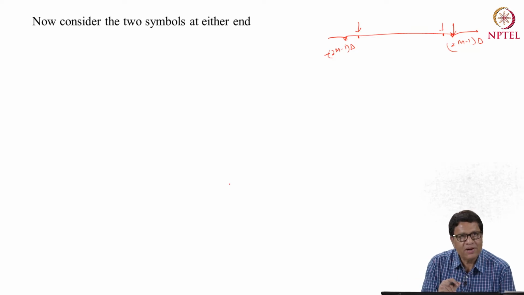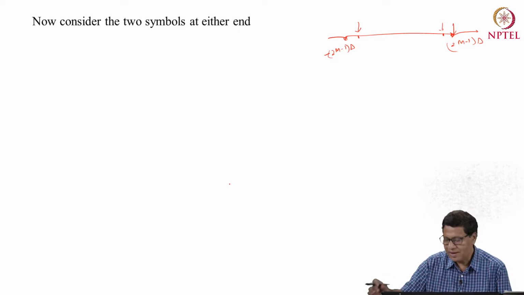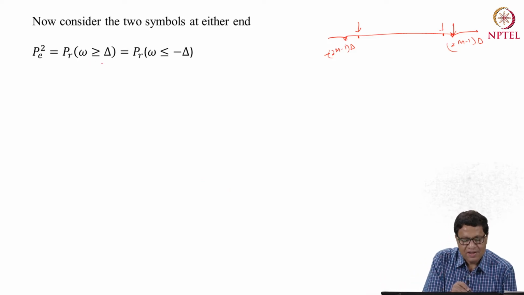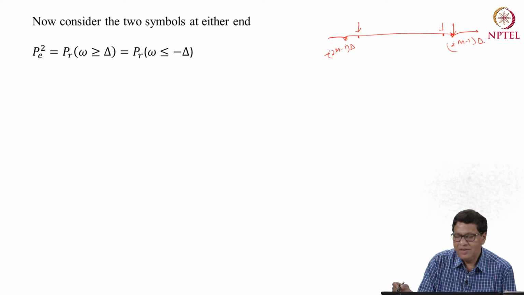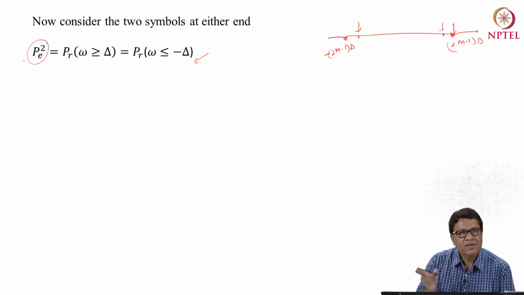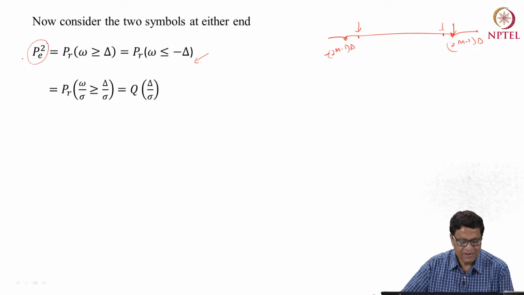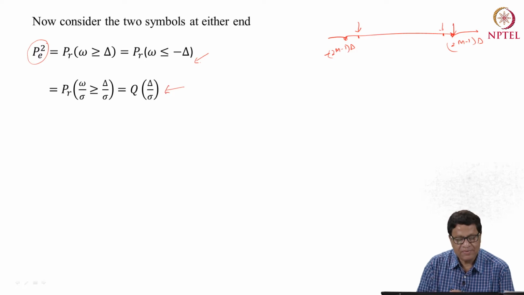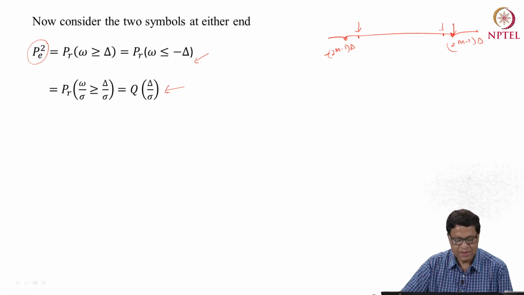So I'm trying to calculate the probability of error for these 2 points only. The rest are identical to what we have calculated. So the noise amplitude greater than or equal to delta on this side, on one side, and then the left hand constellation point will have this condition. So this is P2, which is for the endpoints on either side. So this is the second probability of error. By the same logic, I can write this, divide by sigma both ways, and I get this as the probability of error in terms of Q delta by sigma.